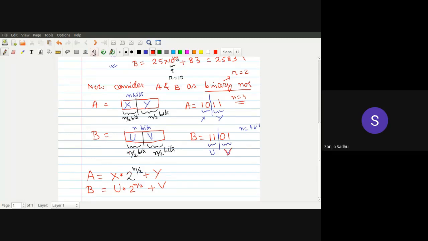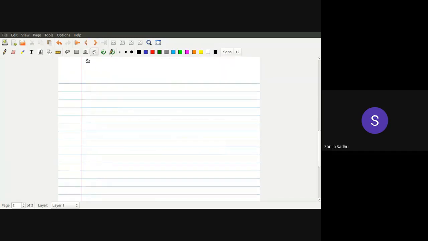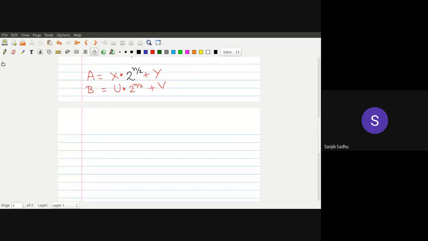So we have seen this is the case. Now let us try to multiply this. A is this and B is this. So A into B. Why are we doing this? We are trying to use divide and conquer, just like we are partitioning the number into two parts and multiplying like that.